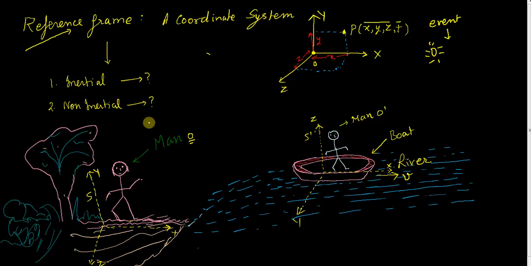Now you have to tell whether this observer O is in an inertial frame, and whether this observer O prime is also in an inertial or non-inertial frame. Simply define that inertial frames are those frames which are either at rest or have a constant velocity.